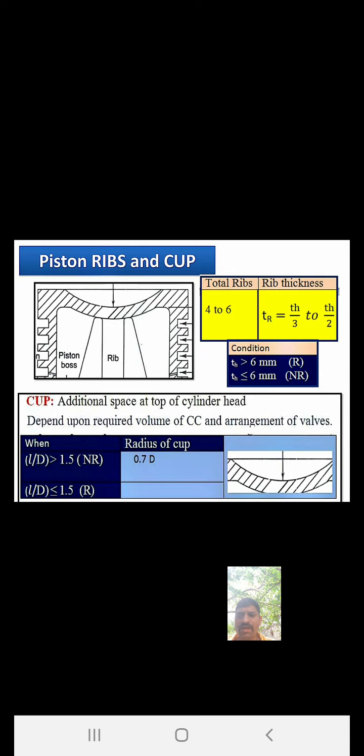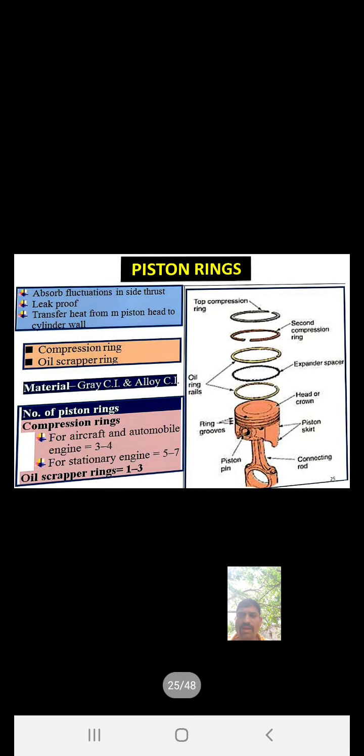If the L by D ratio is greater than 1.5, then ribs are not required, and if the L by D ratio is less than or equal to 1.5, then ribs are required. Remember that relation. Then there is the piston ring.